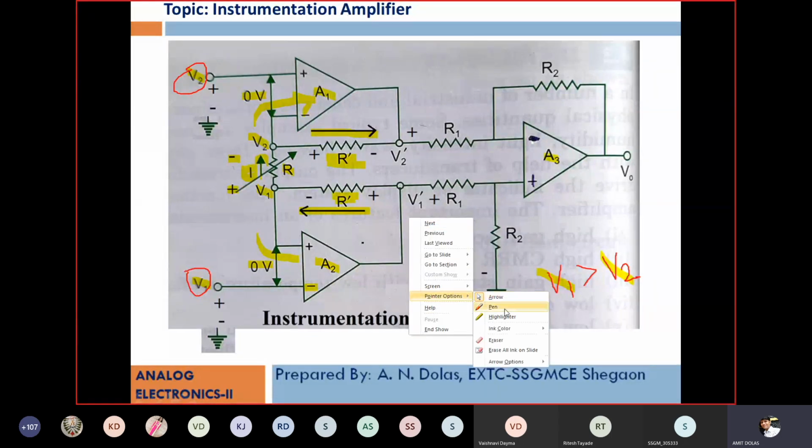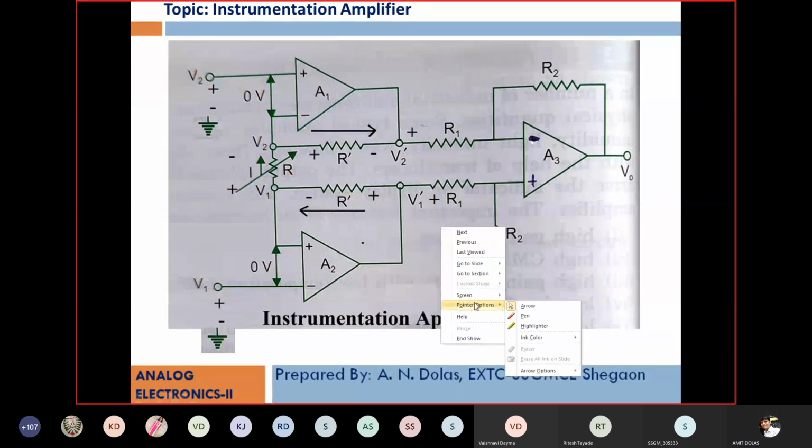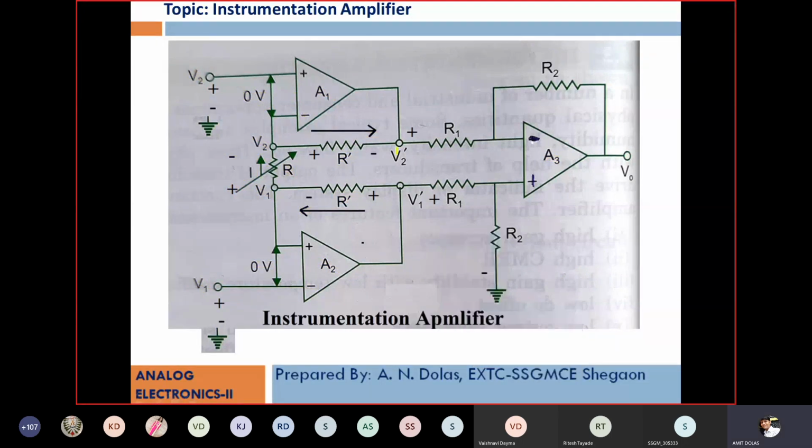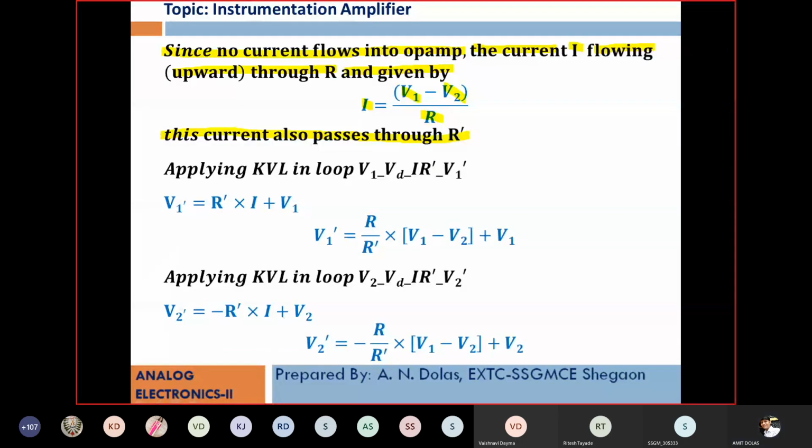I'll erase this thing. Now I am interested in what? Value of V2 and value of V2 dash and value of V1 dash. अर्लियर केस में ये दोनों हमें सेकंड में समझ गए थे ड्यू टू वोल्टेज फॉलोअर स्टेज. नाउ इट इज नॉट वोल्टेज फॉलोअर स्टेज, वी हैव टू फाइंड इट आउट. सो फॉर दैट we have to apply KVL 2 times in A1 as well as A2.